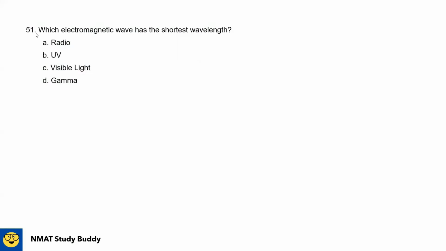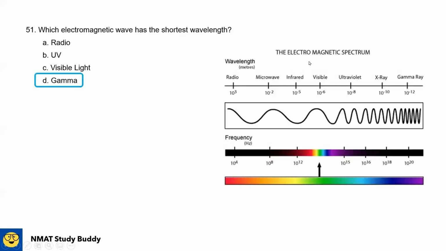Number 51, which electromagnetic wave has the shortest wavelength? The correct answer here is letter D, gamma. As you can see here in this figure, ito yung electromagnetic spectrum. As you can see here, yung merong shortest wavelength is yung gamma rays, the next X-ray, ultraviolet, visible, infrared, microwave, and radio waves. So, yung radio waves, yan yung may pinaka mahabang wavelength.